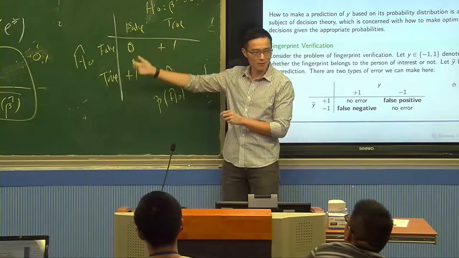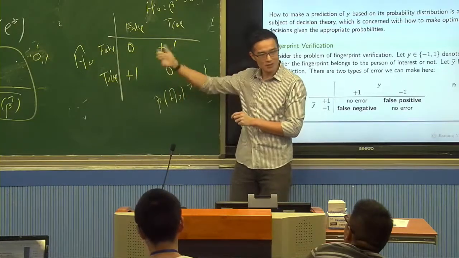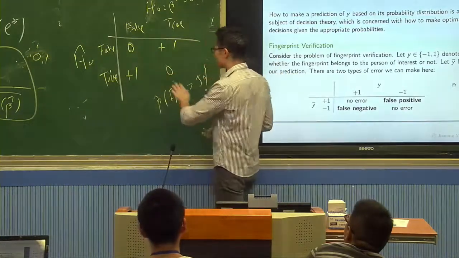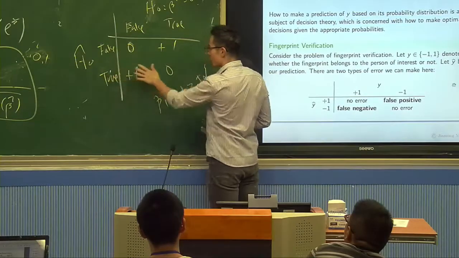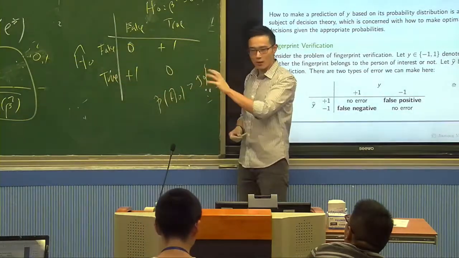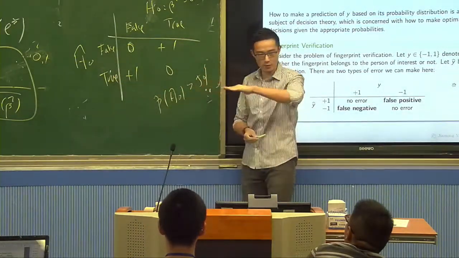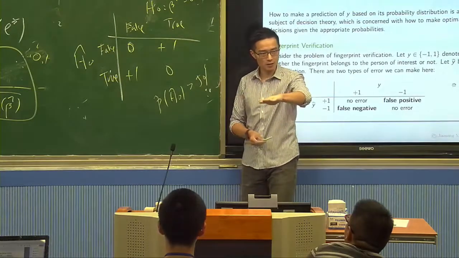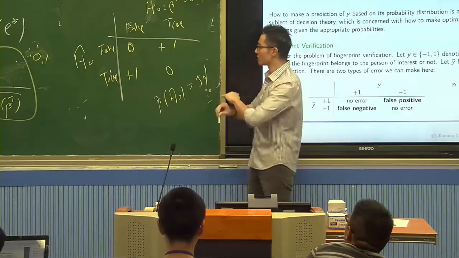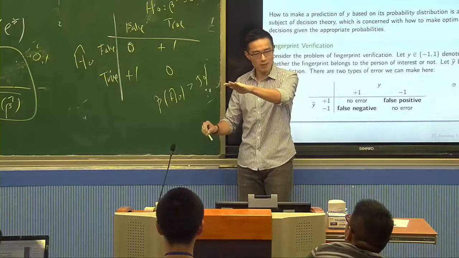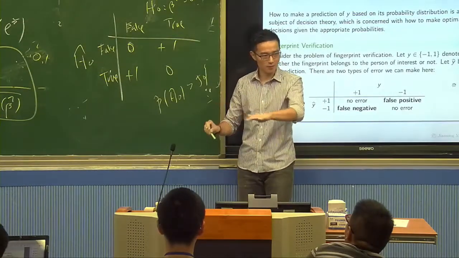So I hope everybody's clear. If you're confused, maybe we can talk after class, but I hope this is clear. According to the 0-1 loss function, the threshold of declaring it true or false is 50%. It's not 95%, it's not 5%, it's 50%.